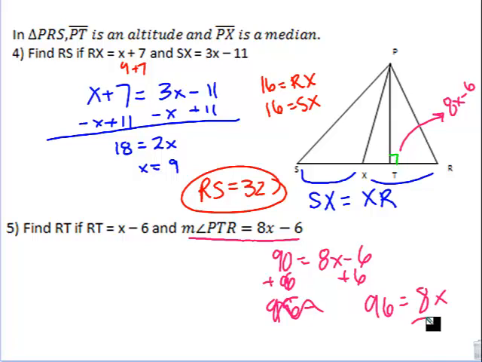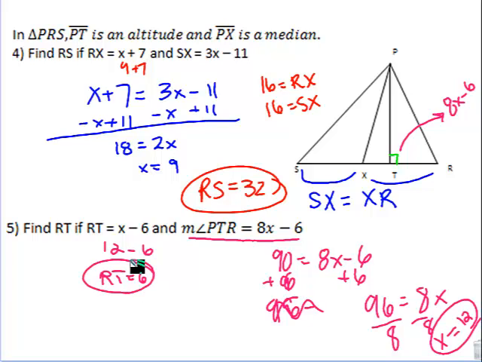To solve for x, we have to divide both sides by 8. 96 divided by 8 is 12. So here x is 12. But we're really looking for RT. And in our problem, we are told that RT is x minus 6. So 12 minus 6 is 6. So RT is equal to 6.